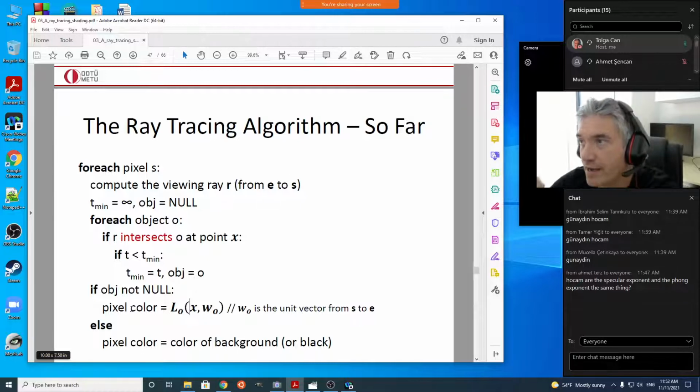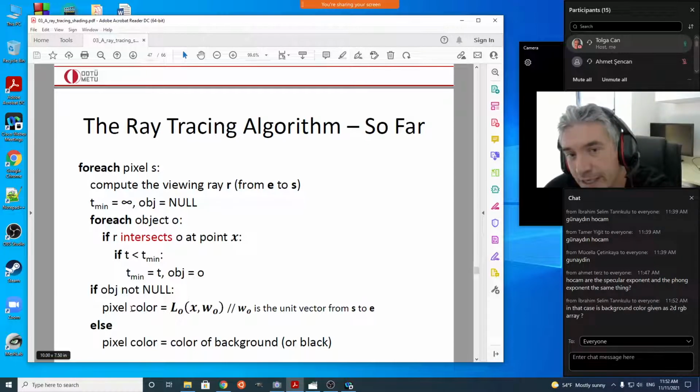If your entire camera is inside a large box, it's going to intersect with some triangle eventually, okay? Most of the time, this is what people do when they're visualizing their virtual worlds. They put the entire scene in a skybox. In that case, the background color is given, for example, as a 2D RGB array, which is called a texture.